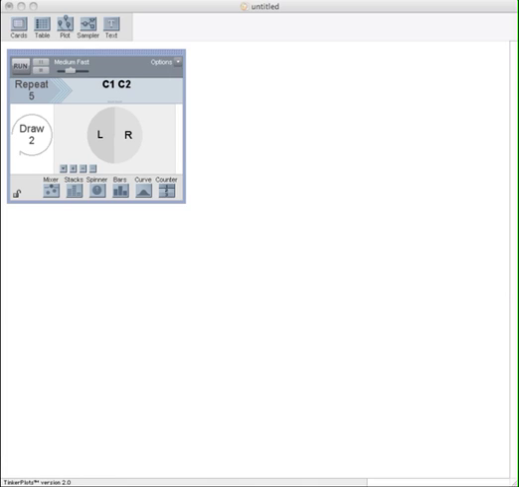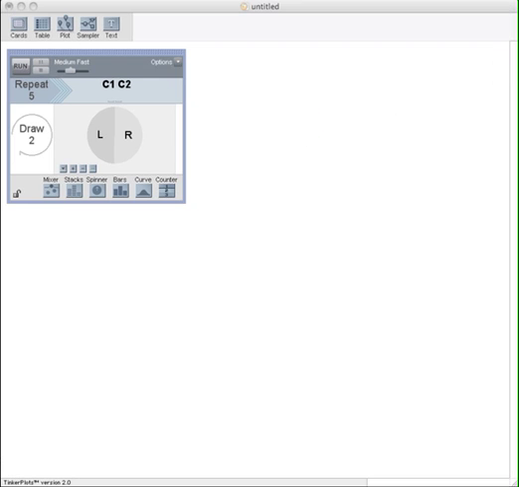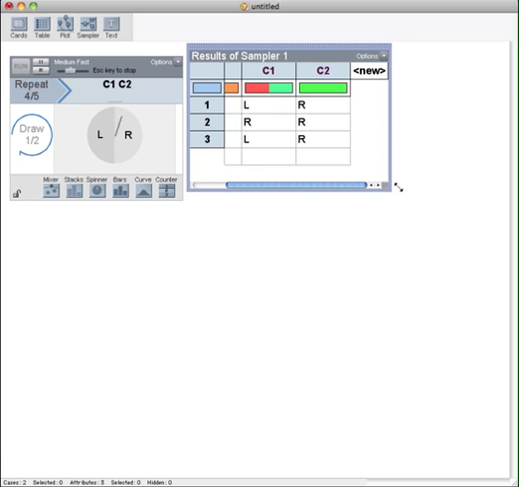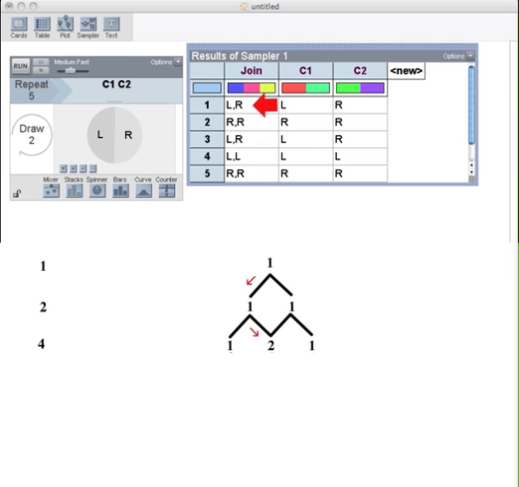To begin, let's create a simulation that uses a spinner to behave like balls bouncing down a grid, turning either left or right at each level. In other words, we'll be simulating the situation shown here. And we'll be running 5 balls through the grid. So, for this particular sample of 5 balls, the first ball went left and then right. The second ball went right and then right again. The third went left and then right. The fourth went left both times. And the fifth went right both times.